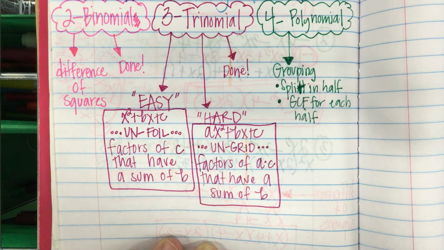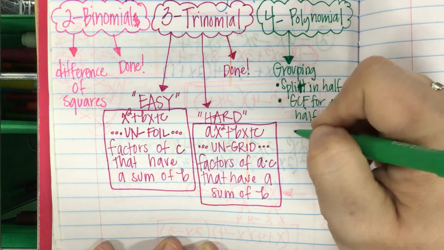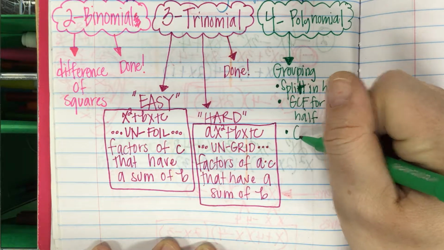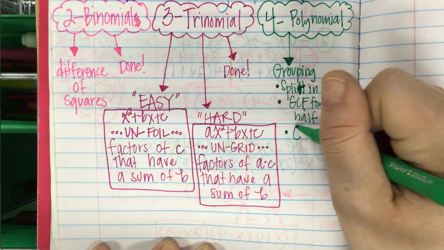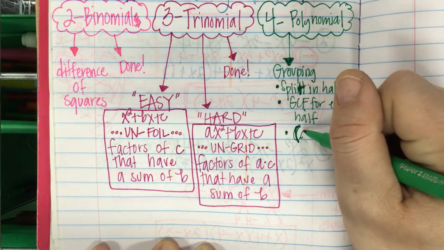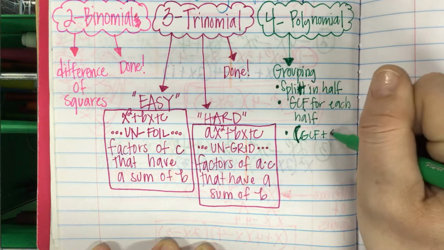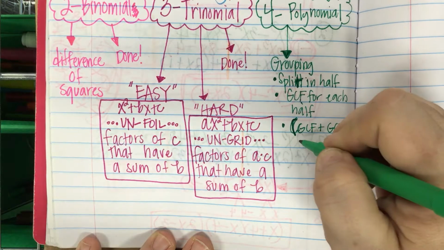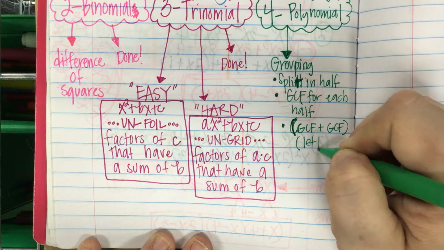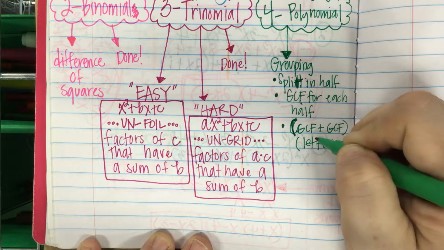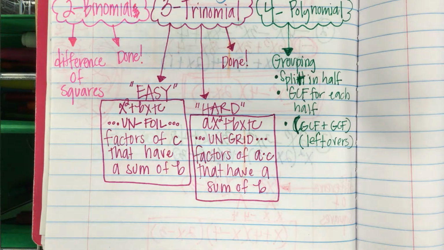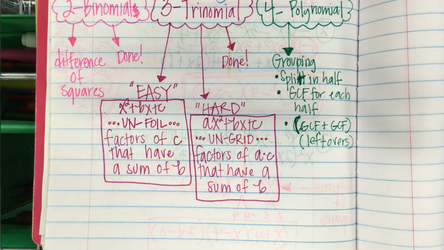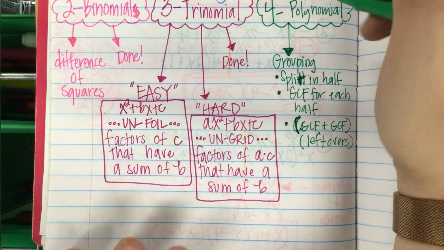Then what do you do? Once you've done it to both sides, you take the greatest common factors and put them into a parenthesis. So it's GCF and GCF, and then the leftovers. What happens if your leftovers don't match? You might have done it wrong, so I would check your math. That would be your first thing, right? Or, Jacob, what is it? Unfactorable.